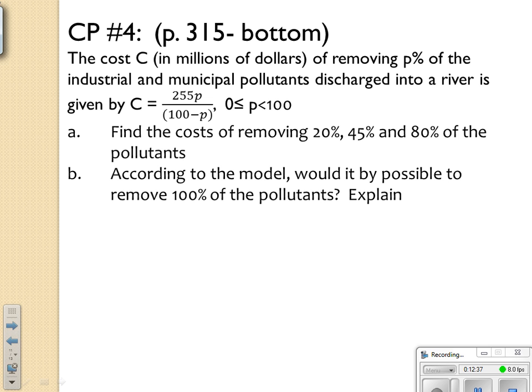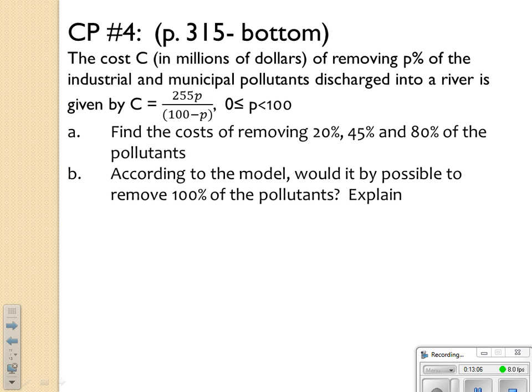All right, so a couple of applications. Checkpoint number 4 goes along with another cost-benefit model that's above it in the textbook. But taking a look at this cost function, it says the cost C in millions of dollars of removing P% of the industrial and municipal pollutants discharged into a river is given by C is equal to 255P over 100 minus P.